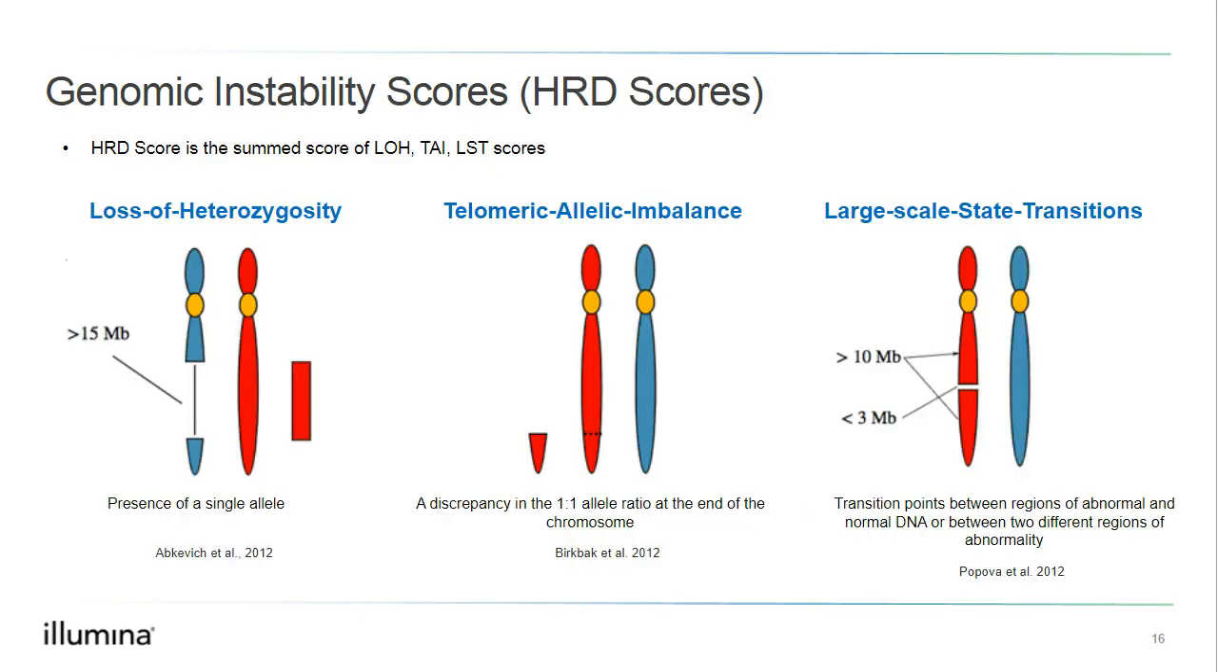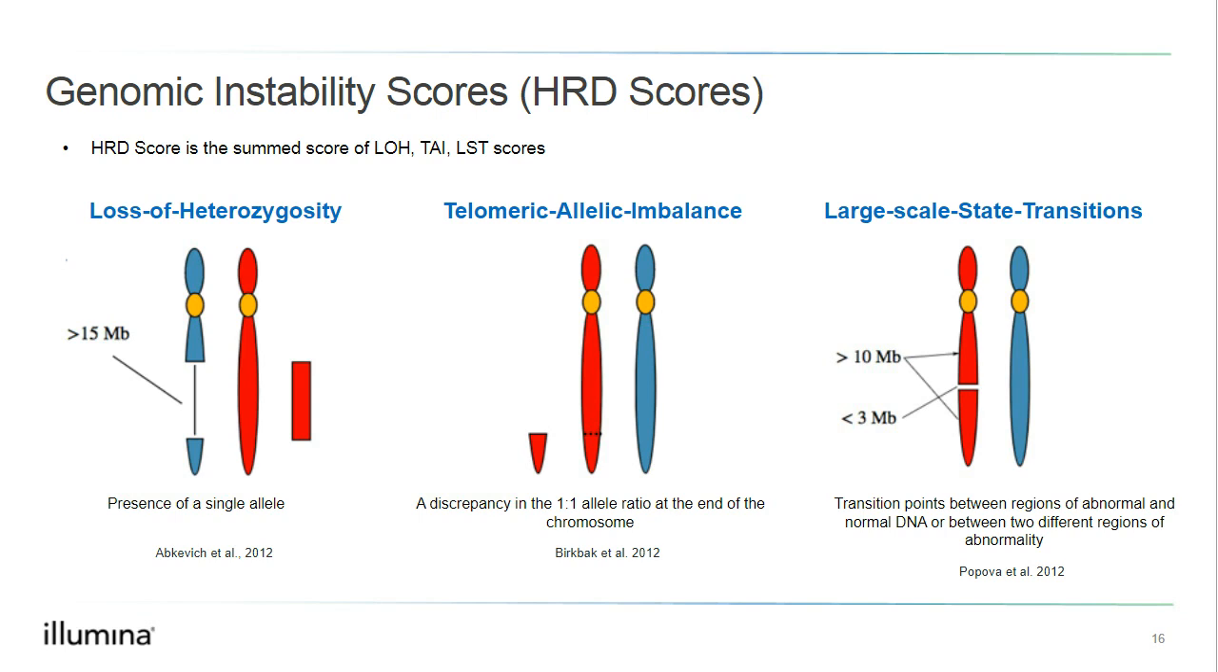So here are the three tests, or the three scores that we compute, what we refer to as the genomic instability scores, or the HRD scores. The first one is what we call loss of heterozygosity. This is, again, about whether you have the presence of a single allele or not. Here you can see an example where we have a large gap in one of the alleles. The test here is whether it is greater than 15 megabases or not.